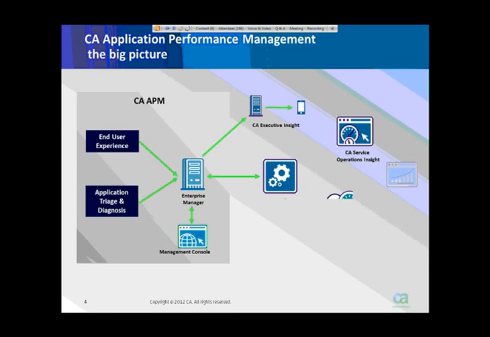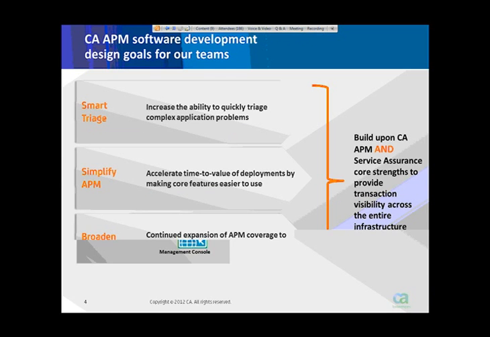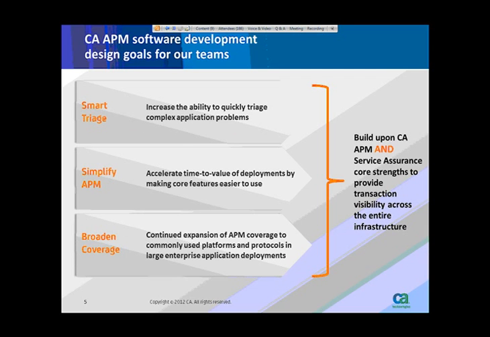We also leverage bidirectional integration with Catalyst to communicate the service operations insight, infrastructure management, and third-party monitoring tools. A number of new features in 9.1 leverage this integration to provide infrastructure-aware application triage. So let's take a look at the themes of APM 9.1: smart triage, simple APM, and broadened application coverage.